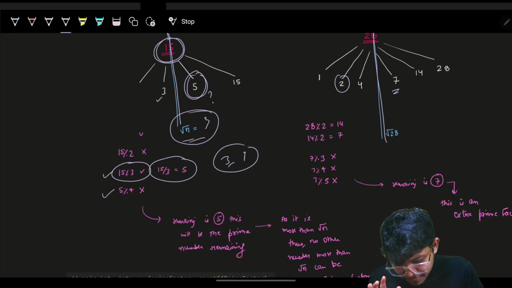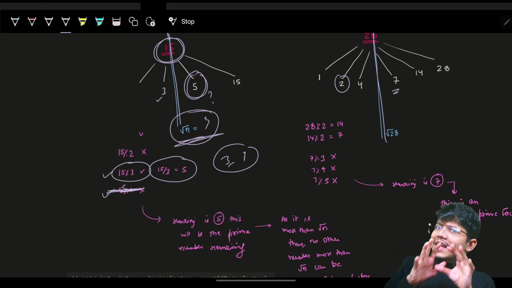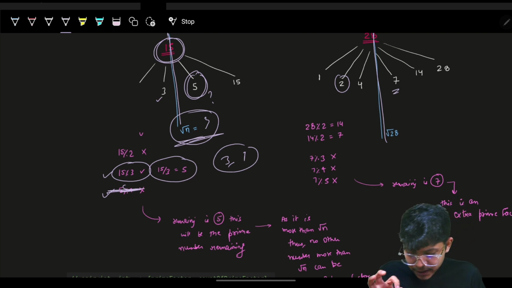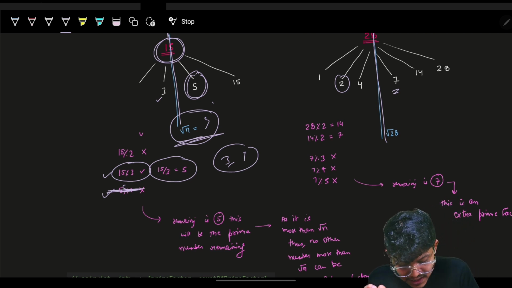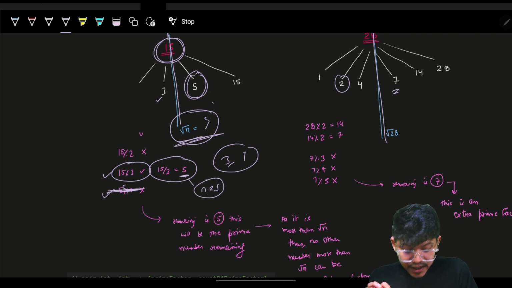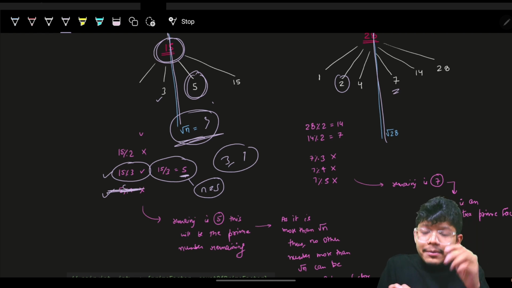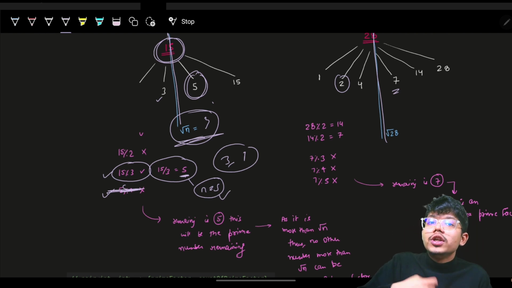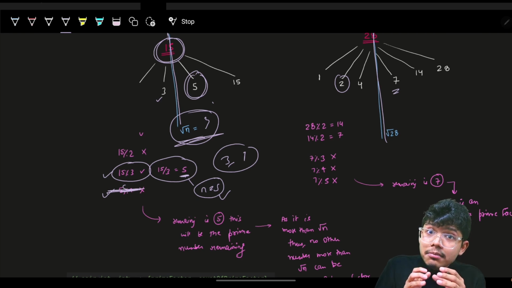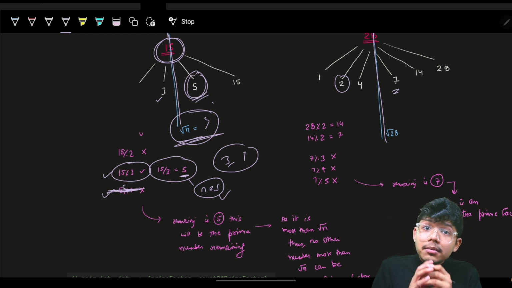Okay, now try for 4. Okay, 4 was not required because your root n was 3 itself. No worries, so your loop will end right here. But now I am saying your n is still remaining as 5. Your n is still remaining as 5. Now my claim is that this n is actually a prime number, and it is the only one.